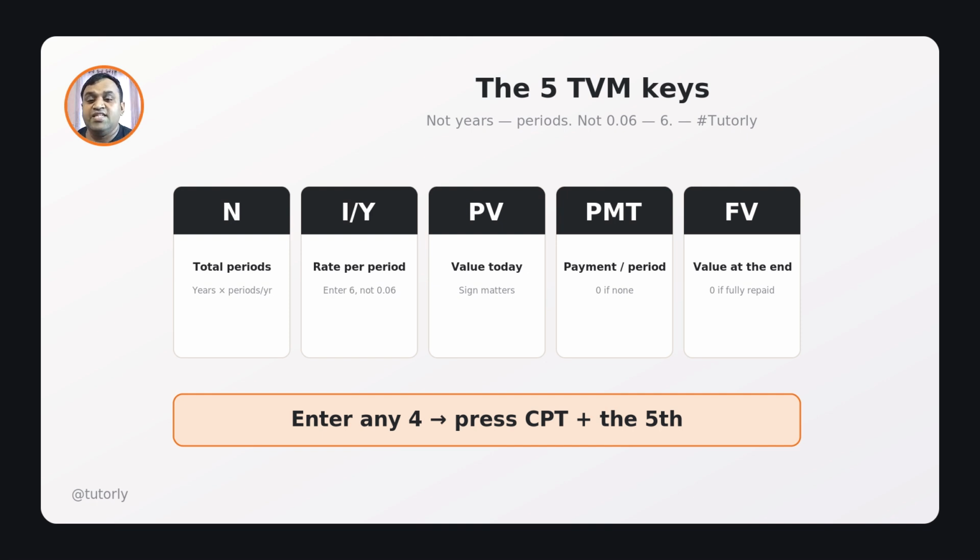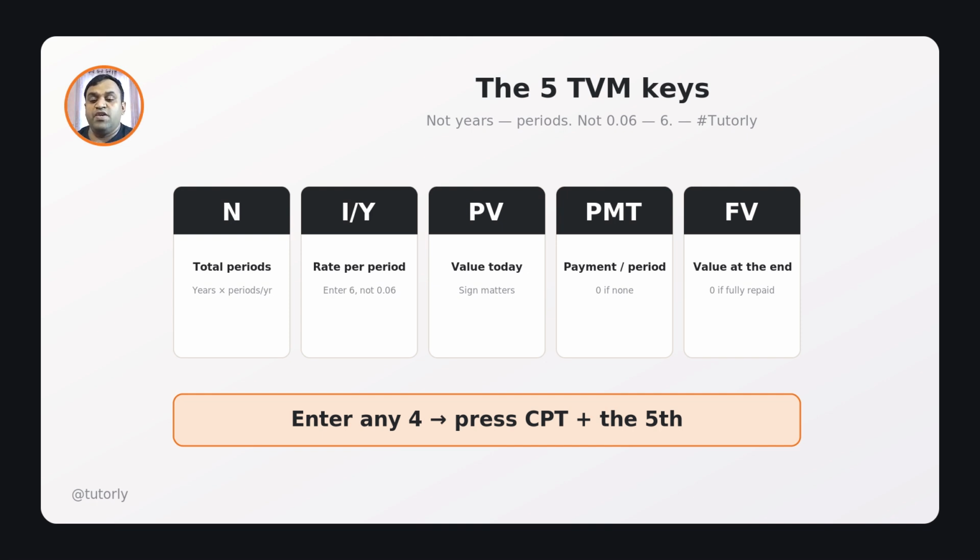The next, I/Y, the interest rate per period as a percentage. Type 6, not 0.06. If your question says 6%, just type 6, because the calculator assumes the number you input on this key is a percentage.